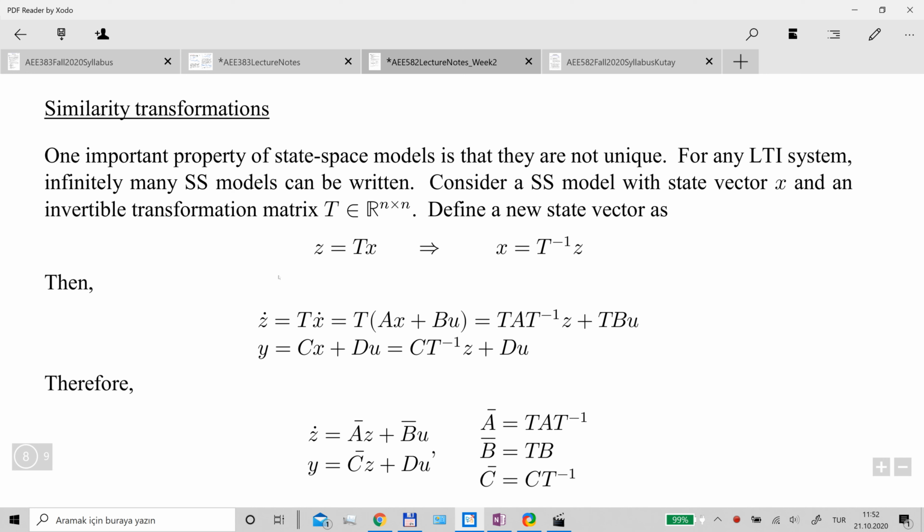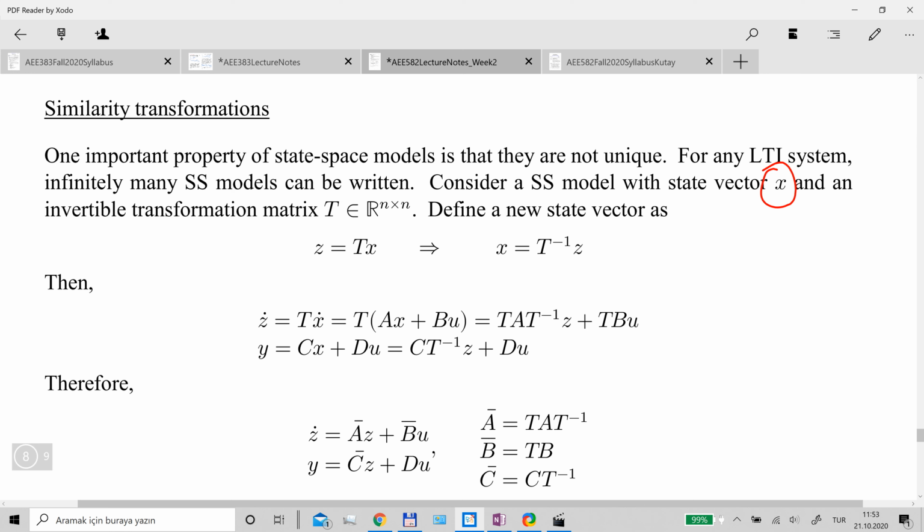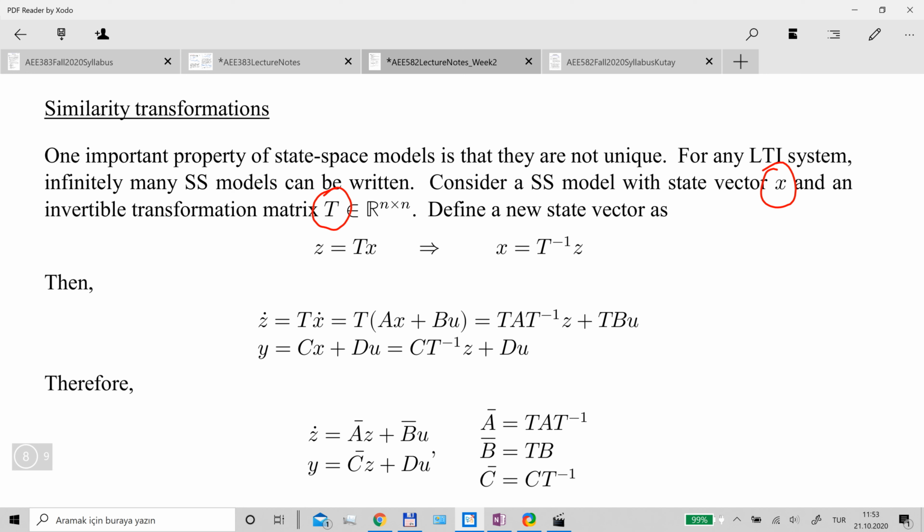So let's remember how you do that. Suppose that you have an original state space model with state vector x and corresponding A, B, C, D matrices. You pick any invertible n by n square matrix T, and this could be literally anything. And since you can define infinitely many invertible n by n transformation matrices, you can have infinitely many state space models. And let's see how we can obtain the state space model corresponding to this transformation matrix.